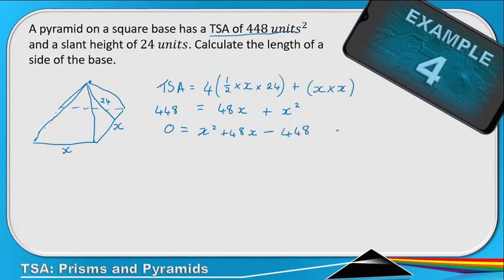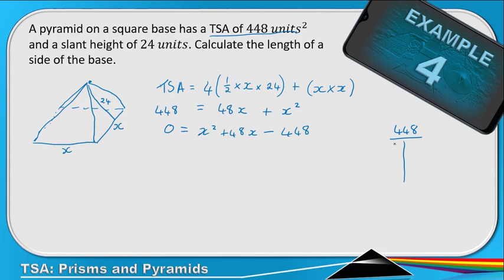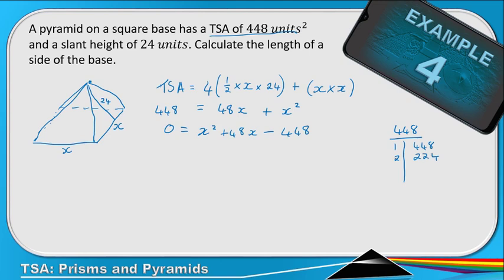448. Now factorizing a trinomial, we start off by taking the factors of 448, and we need to get factors that will add up to 48. We can start off with 1. This can take a while though. 448 divided by 1, we know that is just 1 and 448. Let's see what 2 gives us, divided by 2. That's 2 and 224, and that is not going to give us 48.